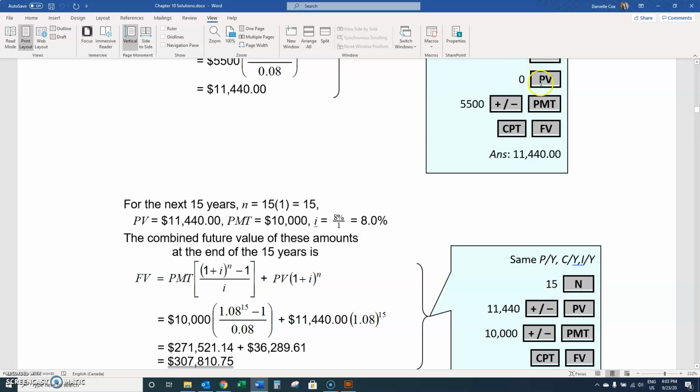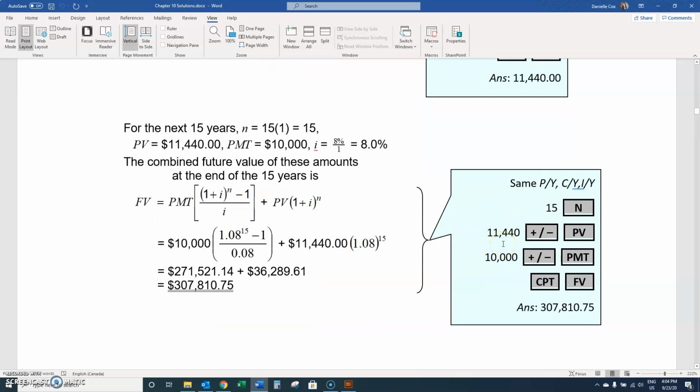But here our present value was 0. In this case, so think about what's happening. For 2 years, he makes 2 payments of $5,500 each. Then the amount changes to $10,000, so his future payments are $10,000 each. But that amount that he contributed those first 2 years is still there. It's still earning interest. So that's going to be our present value. So the amount that we calculated here from those 2 payments is now our present value at that point in time. Then we have 15 more payments of $10,000, and we get our future value of $307,810.75.